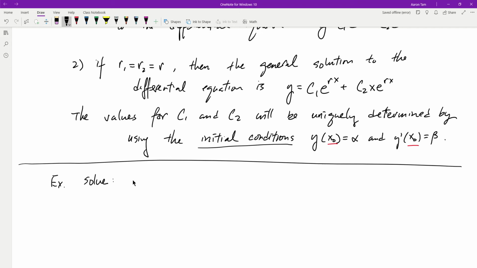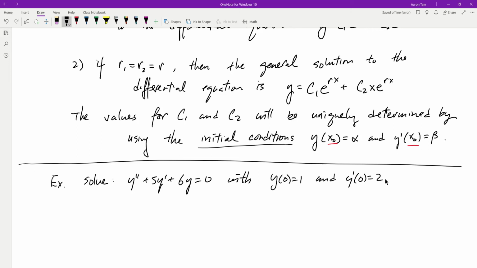So let me show you some very simple examples. Notice that using theorem 11.1.1, we basically transform solving a constant coefficient differential equation into solving a quadratic equation, which is pretty simple. So let's try this one. I'm going to ask you to solve y double prime plus 5y prime plus 6y equals 0 with the initial conditions y of 0 equals 1 and y prime of 0 equals 2.